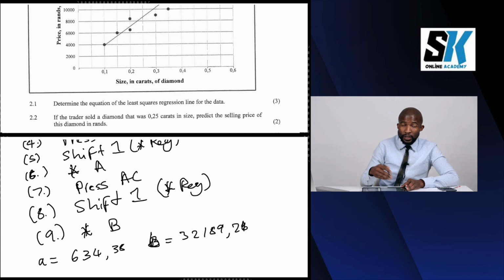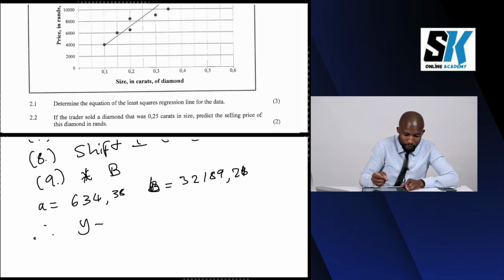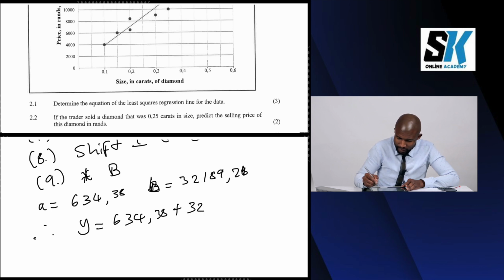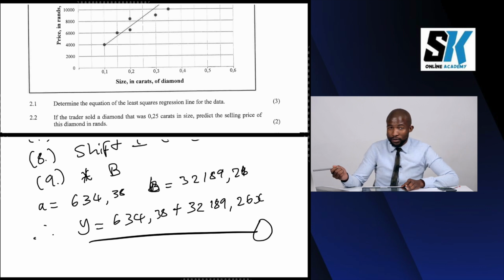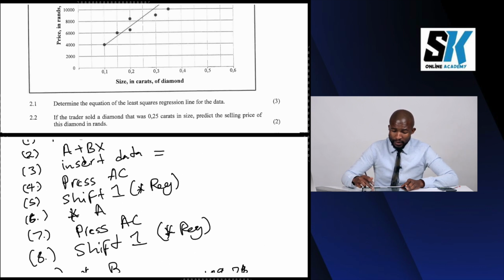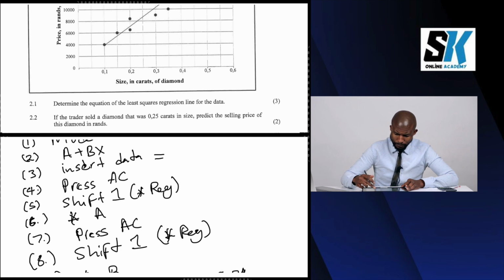So that is my A value and my B value. Then your formula is going to be y is equal to your A value, 634.38, plus our B value, which is more than 300, it's 32,189.26x. So that would be your equation that is worth 3 marks on 2.1. So you need to apply these basic skills of your calculator.